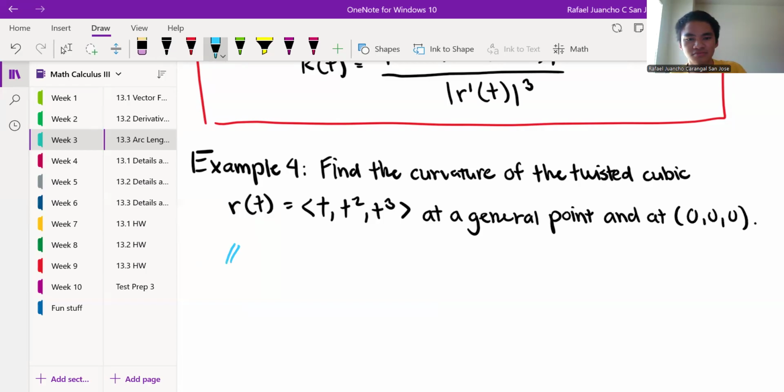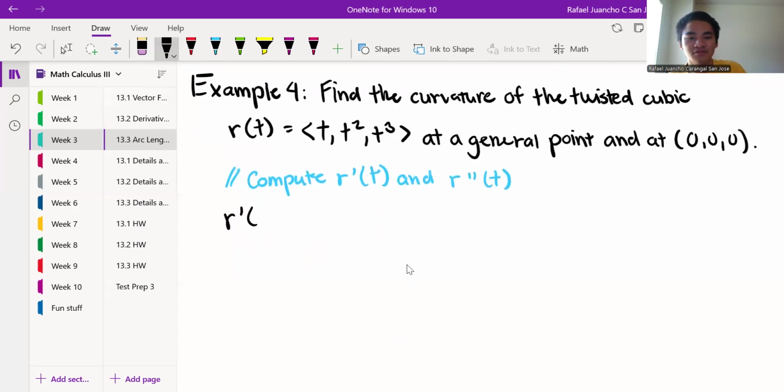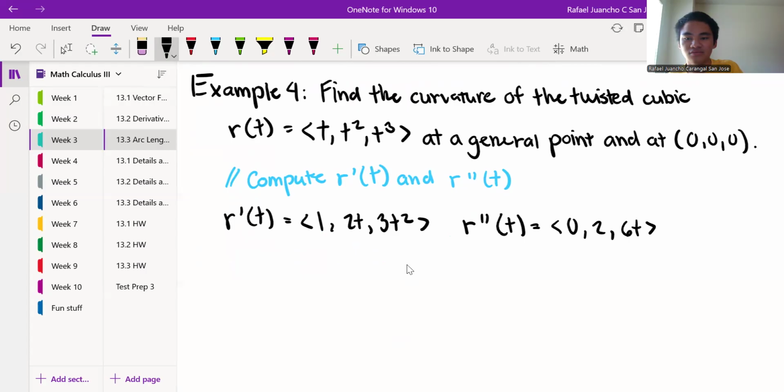So here we just compute what we need. We need to compute its derivative and its second derivative, right? But ultimately, we're going to use the formula. So r prime of t is 1, 2t, 3t squared. Done. Its second derivative, I just compute the derivative again: 0, 2, 6t. Done, right?